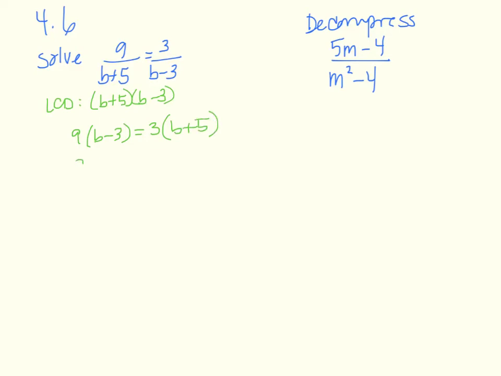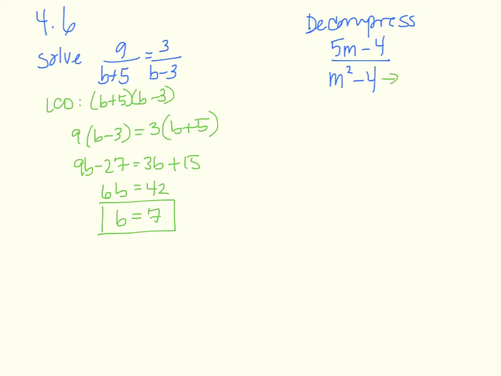And then I'm just going to solve. So this is going to be 9b minus 27 equals 3b plus 15. I'm going to move the b's to one side. I'm going to have 6b and move the 27 over, and I'm going to get positive 42, divide by 6, and b equals 7. I want to check that solution, making sure that it doesn't make any of my original denominators 0, and it doesn't, so I can keep it. So when we want to decompose the polynomial, remember our first step is to look at the denominator and see how it factors.